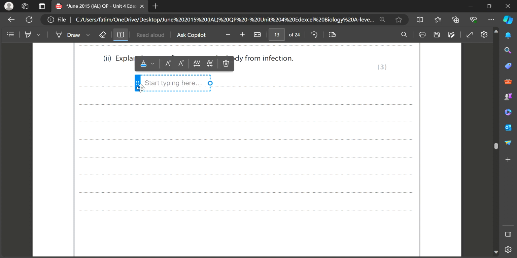Now, if you need to explain how gut flora protects the body from infection, if you've learned anything about gut flora, you know that it increases competition, because it basically is bacteria in your gut. Sorry, skin flora is on your skin. It's in your gut, and how does it increase competition? We need to mention it increases competition for space, as there is limited space.